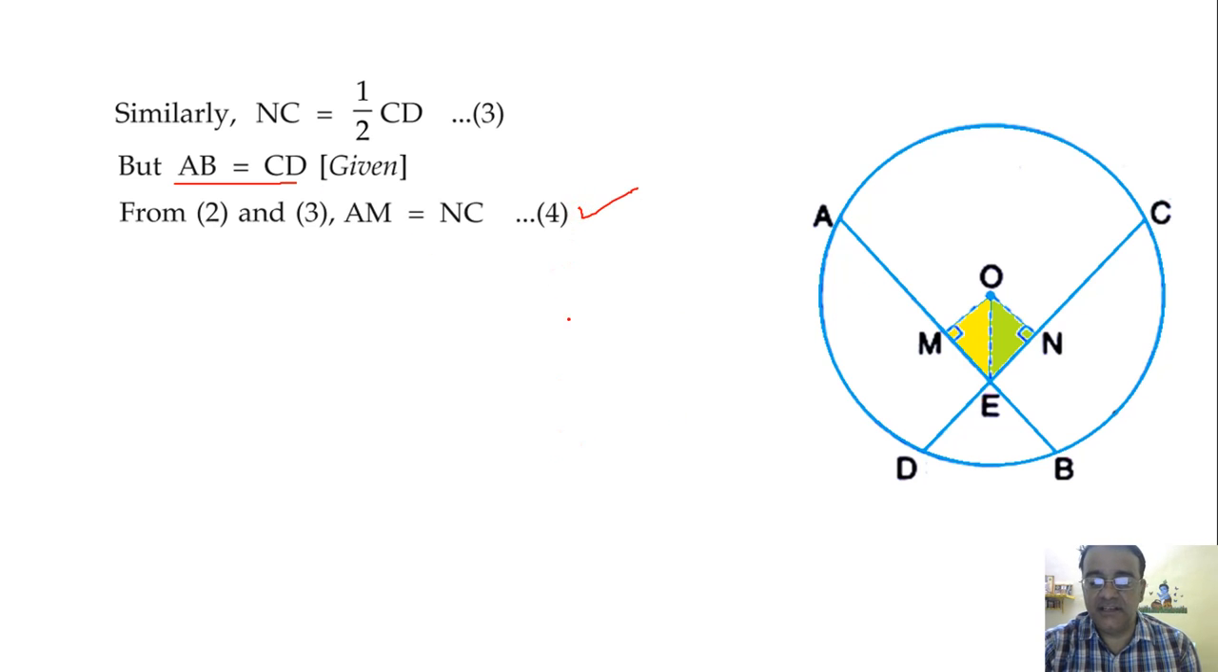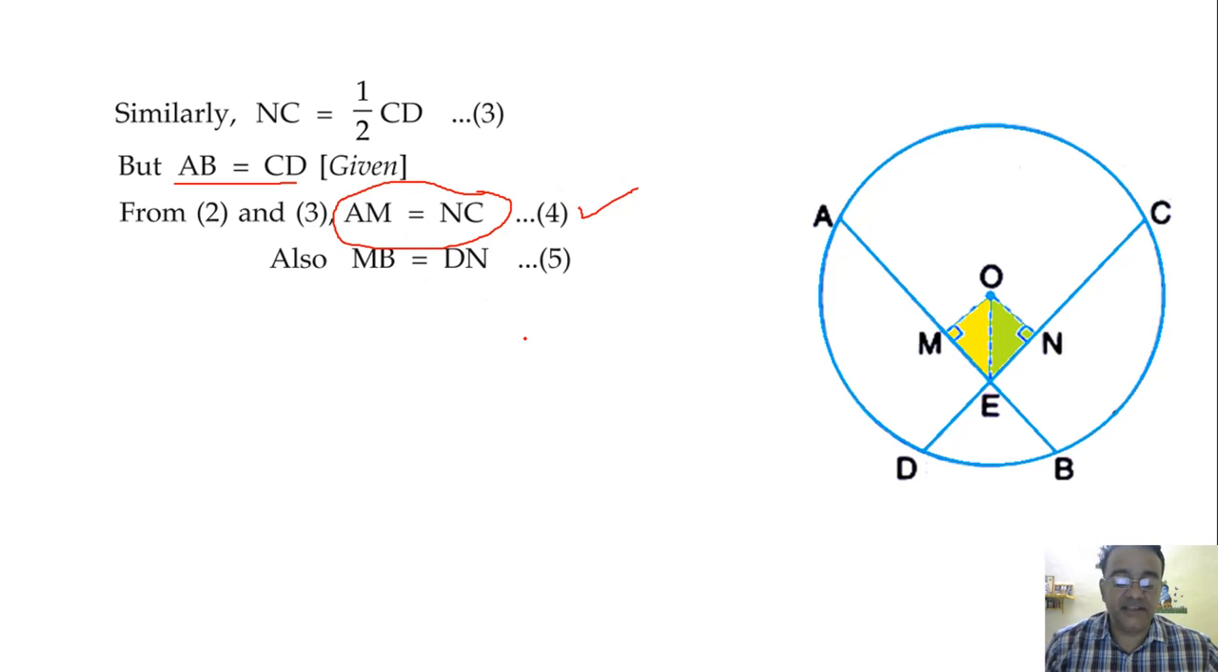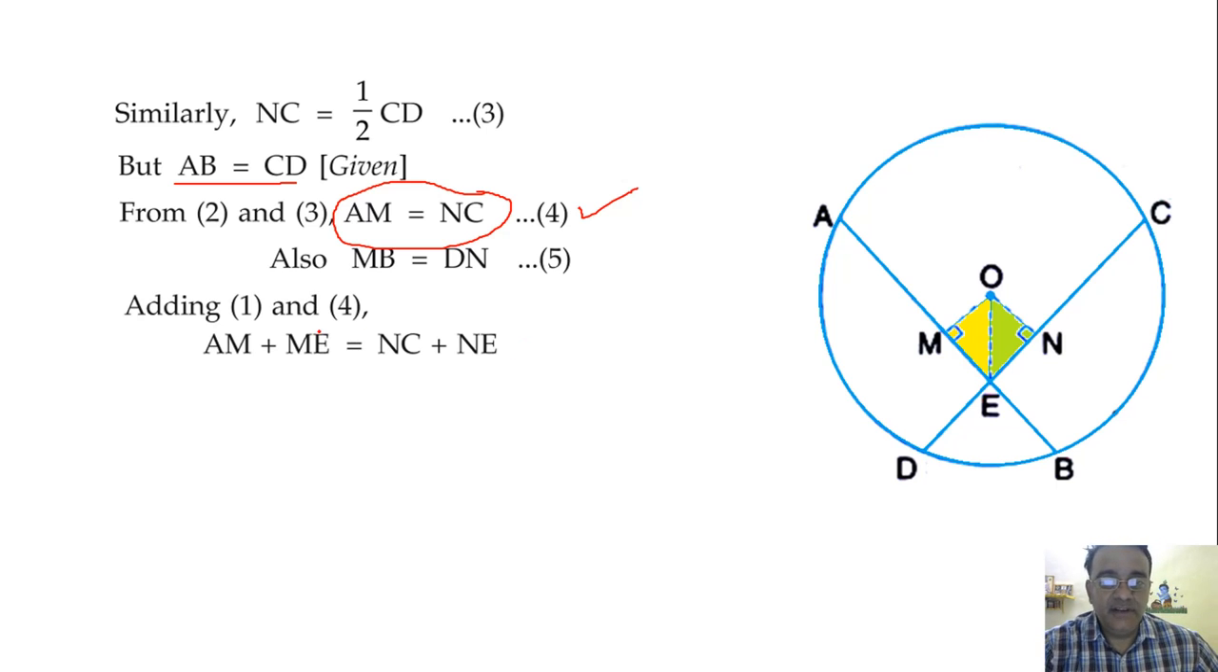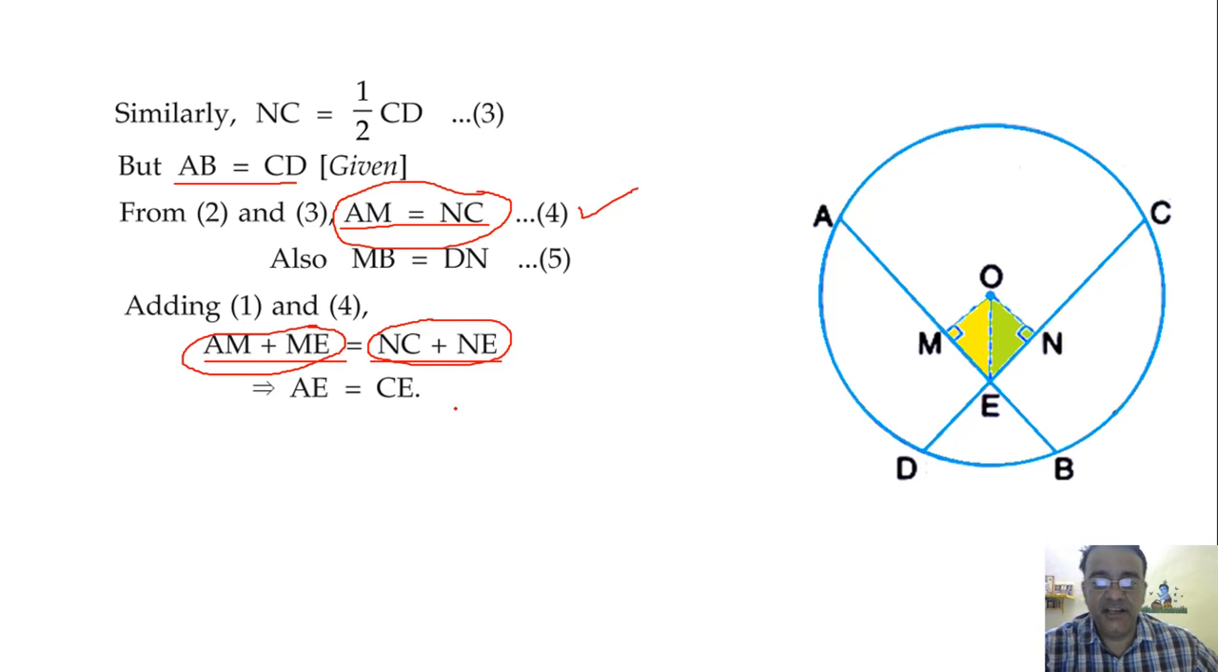Up to this step, is there any doubt here? No, sir. Okay. Now we will add ME is equal to NE to this. Similarly, MB is equal to ND, because the perpendicular bisects the chord. So now we add AM is equal to NC and ME is equal to NE. If you add these two, you get AE, and on the other side, CE. So AE is equal to CE.